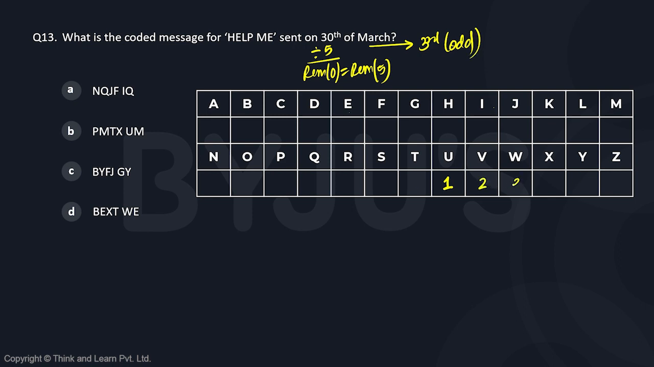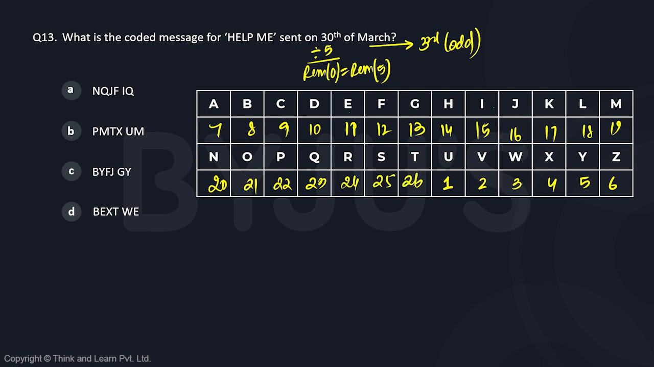So first letter, second, third, fourth, fifth, sixth, seventh, eighth, ninth, 10th, 11th, 12th, 13th, 14, 15, 16, 17, 18, 19, 20, 21, 22, 23, 24, 25, and 26. So let's look at the options. I think if we look into only the first two letters, that will be great.